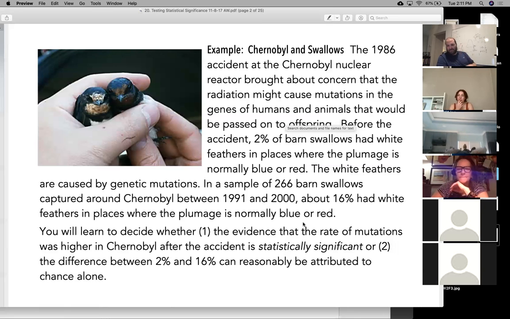50-50, 50%, right? If I flip a coin 5 times, is it out of the realm of reasonable possibility for me to get 5 heads? If you got 5 heads on 5 flips, would you start saying, my God, this coin must not be fair? There's no way that would happen. Would that be a reasonable conclusion from 5 flips of a coin?